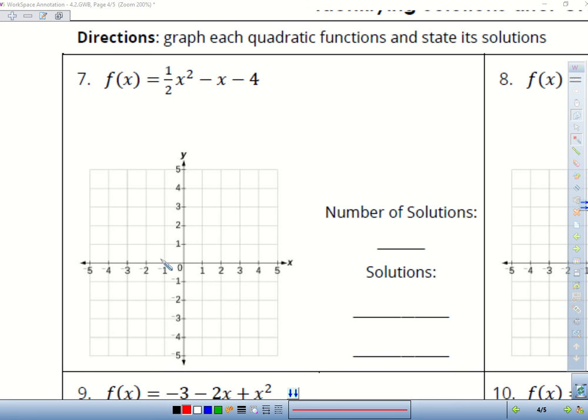So what we're going to do here is we're going to go ahead and plot the points that I just found. So we have a point at -2, 0. We have a point at -1, -2.5. So that's somewhere between the -2 and the 3. We have a point at -4, sorry. We have a point at 1, -4.5. So way down here. And we also have a point at 2, -4.